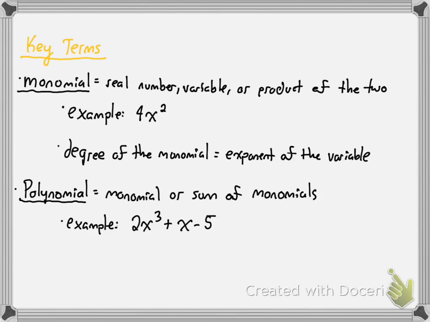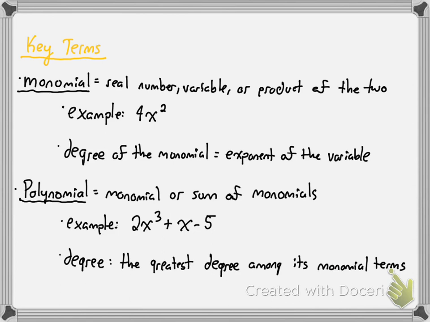So a polynomial could be something like 2x cubed plus x minus 5. Here we have 3 different terms or 3 different monomials all put together, making this a polynomial. And the degree of a polynomial is going to be the greatest degree among its monomial terms. So in this example, our highest degree is 3, that 2x to the third power, so the degree of that polynomial would be 3.